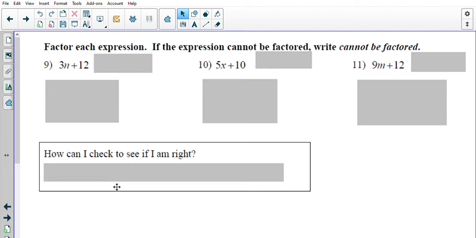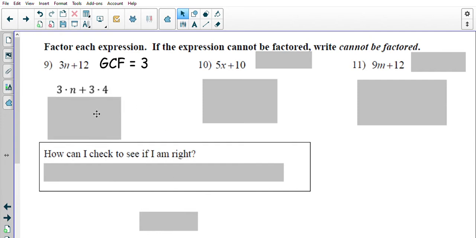So in number 9, I have 3n and 12. The greatest common factor of 3n and 12 is 3. It's the largest number that both 3 and 12 divide by. So I rewrite this as 3 times n, since 3 times n gets me 3n, plus 3 times 4, since 3 times 4 gets me 12. Notice how my GCF, which I'm going to highlight in yellow, is used twice.